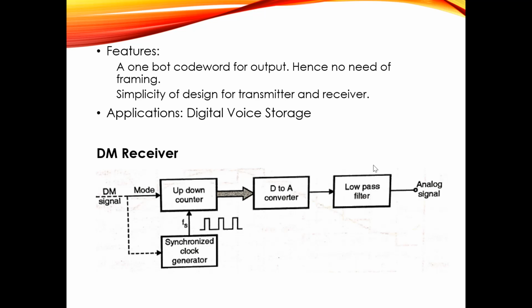The features of delta modulator system are: it is a 1 bit code word for output, and hence no need of framing. The simplicity of the design for transmitter and receiver. The applications of the delta modulator are, it is used in digital voice storage and in other digital communications also.